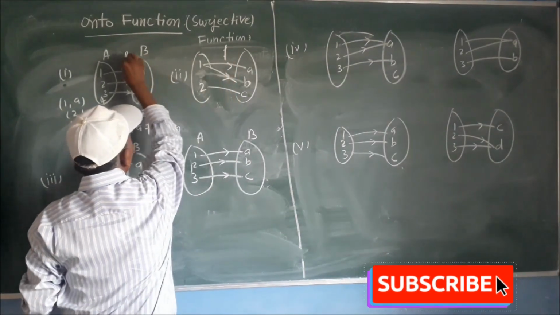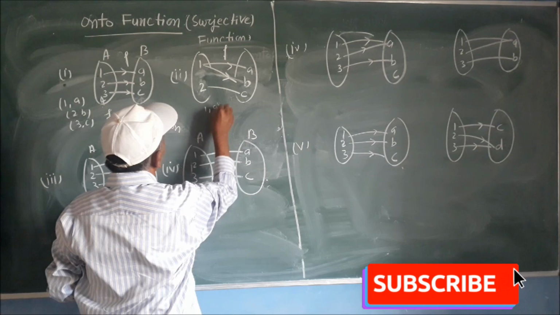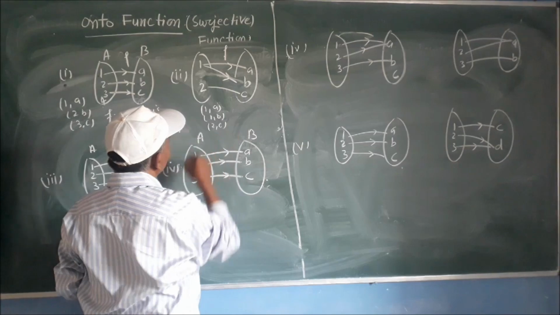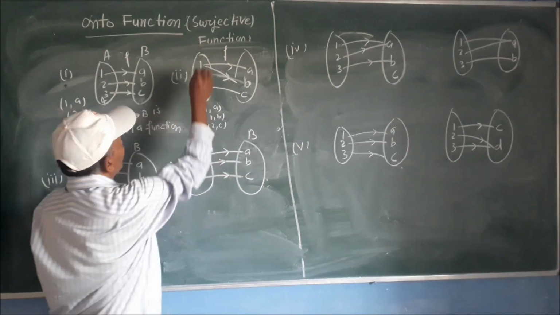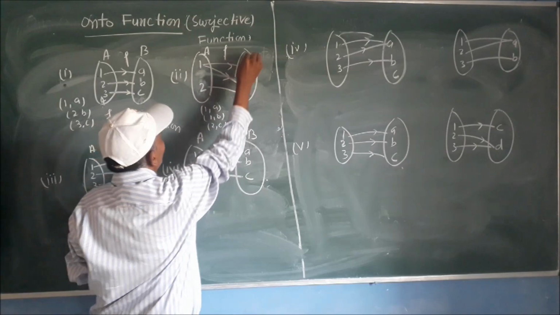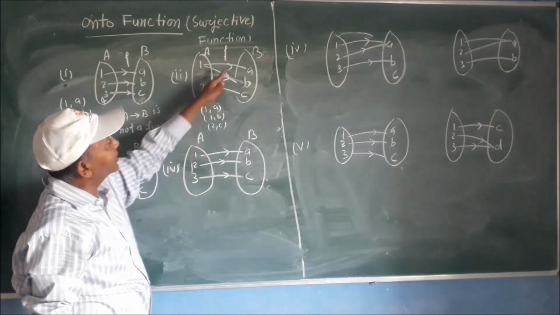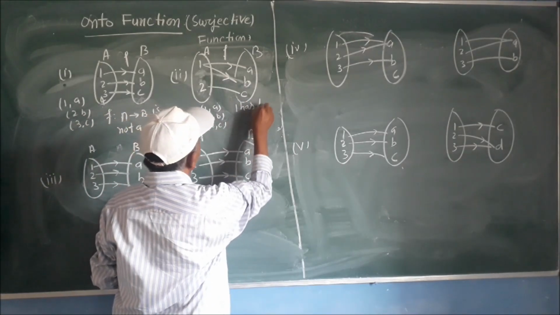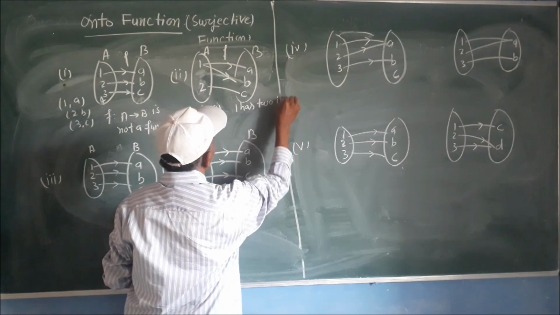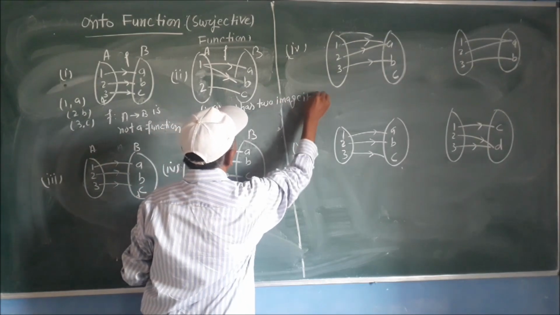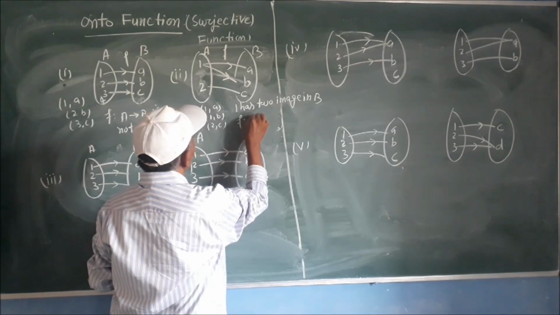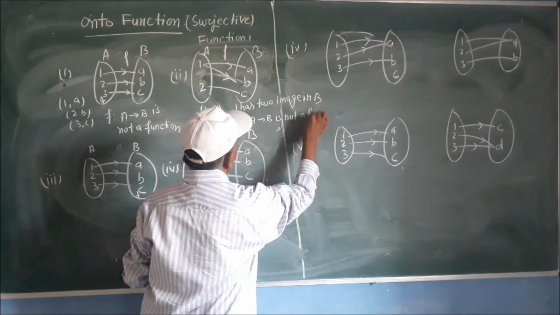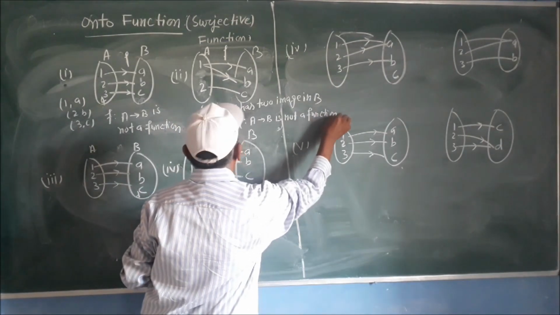Again see here. 1 is related to A and 1 is also related to B, and 2 has image C. So what we are seeing is that this set A has an element 1 which has two images in B. So here we can say that 1 has two images in B. What is its meaning? It means f such that A tends to B is again not a function. So from this example you can know this.